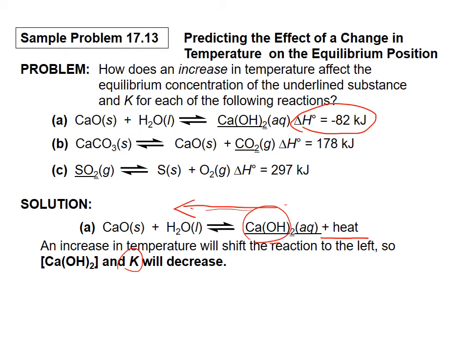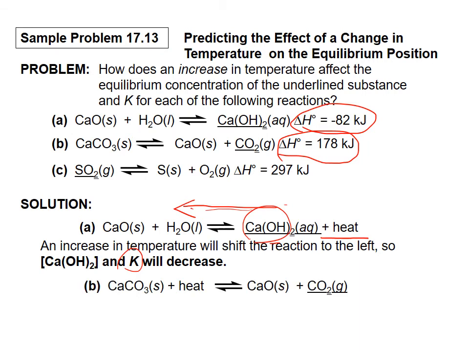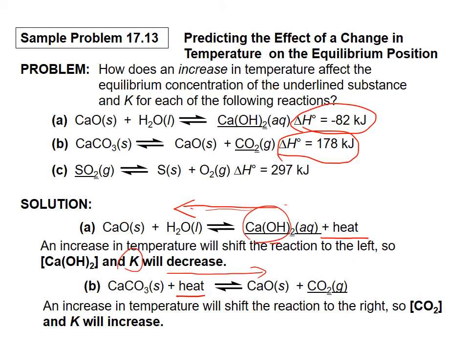Okay, let's look at B. Delta H is positive. Positive means endothermic, and therefore heat is treated as a reactant, so you add heat to form product. When you increase temperature, you add heat, and the reaction will favor the forward endothermic reaction to absorb heat. Therefore, increased temperature shifts the reaction to the right side, so carbon dioxide, the underlined substance, will increase, and the equilibrium constant also increases for this forward reaction.